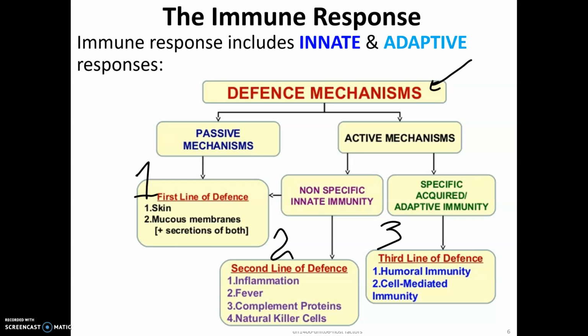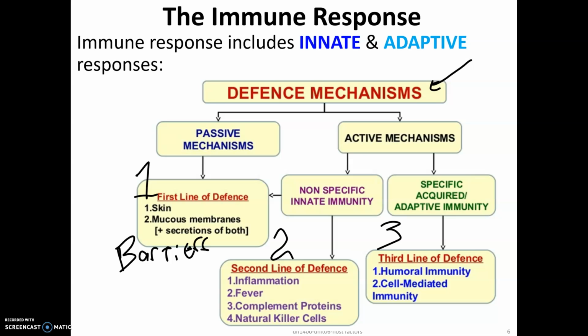The first one is the most general, the most basic. The second one is a little bit more involved, and the third one is highly specific and very, very efficient at what it does. So if we start off with the first line of defense, basically what we're talking about at this level is barriers. And what a barrier is going to do is prevent something from getting into our body. So if you think about a big fence around your yard, that prevents stuff from getting into your yard. It's the same thing for us.